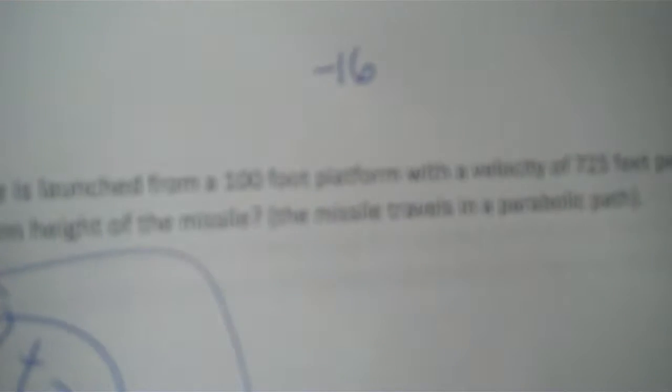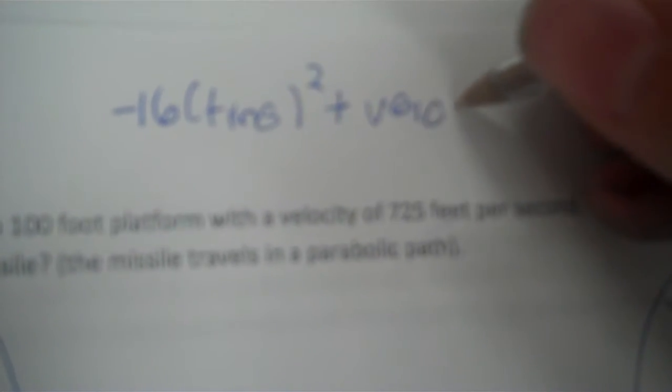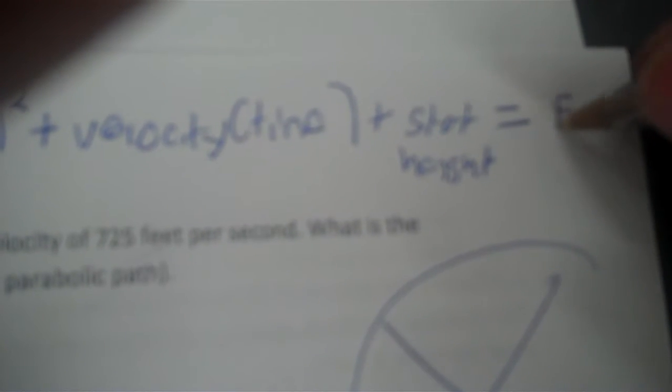Here's what the revenue, here's what a velocity, it's called gravity, okay? Here's what the gravity equation is. You take negative 16 and then time to the second power plus the velocity multiplied by your time, just your time, plus the start height equals end height.